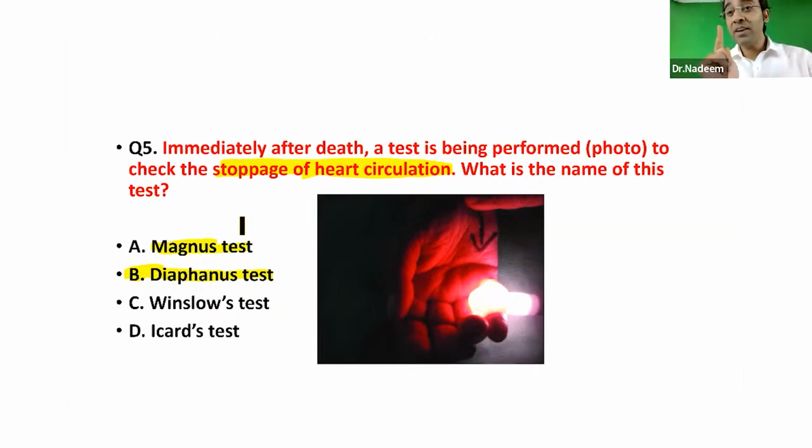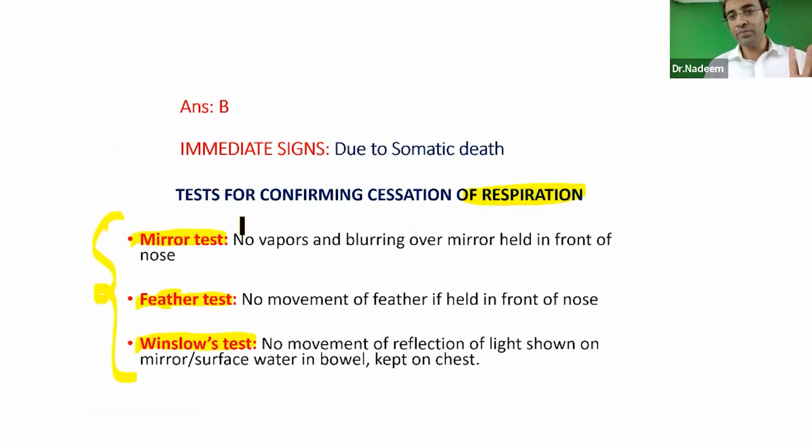Magnus test we apply for heart circulation stoppage. This is called the ligature test. If you apply a ligature material here, there will be swelling and congestion when the person is alive. No swelling, no congestion when dead. This was the question last time because it is a very important topic.